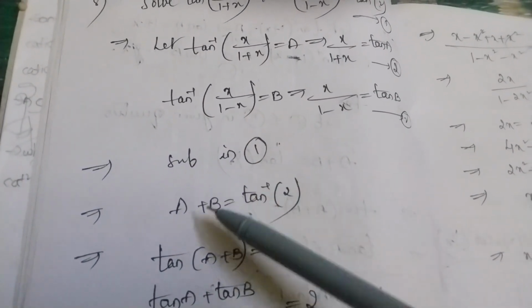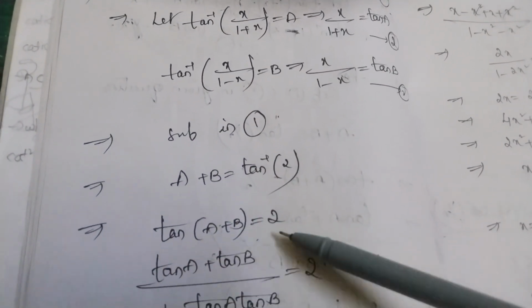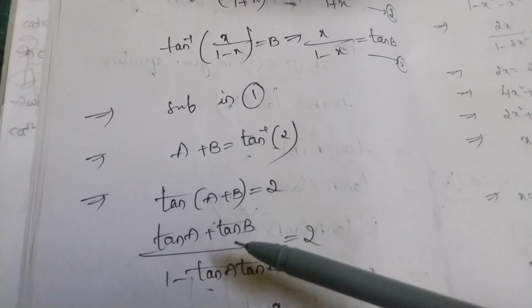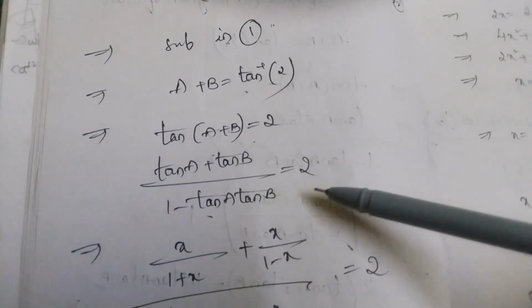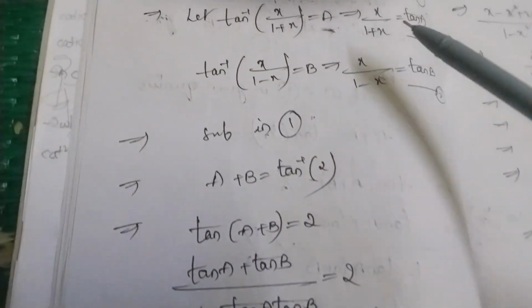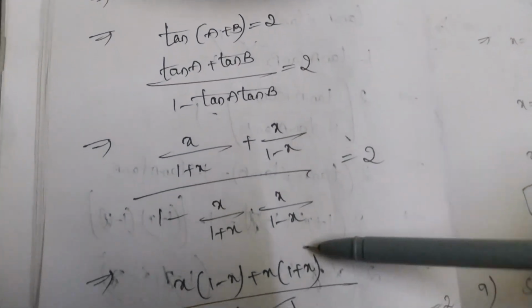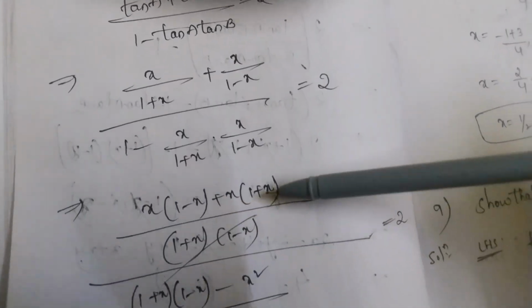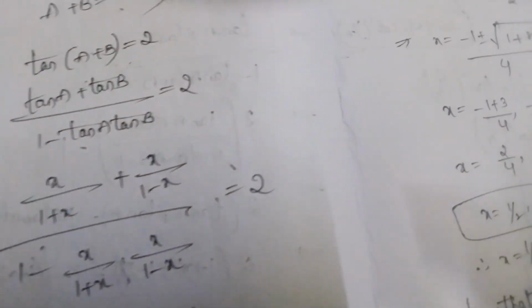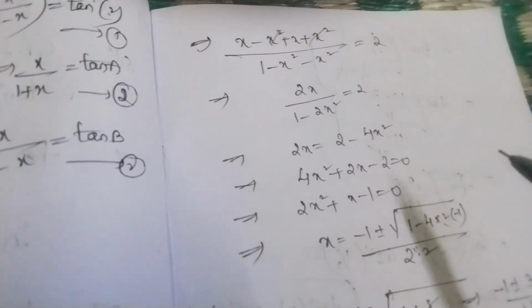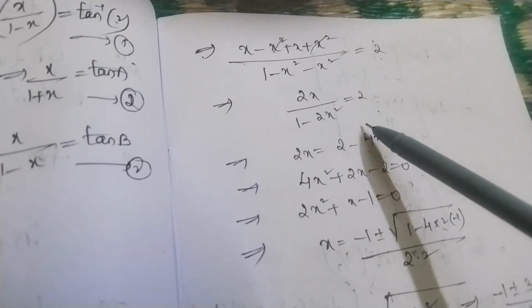So here the tan inverse comes to the left hand side, becomes tan of (a plus b) is equal to 2. Apply the formula (tan a plus tan b) by (1 minus tan a tan b) is equal to 2. Then put the values of tan a and tan b: tan a is x by 1 plus x and tan b is x by 1 minus x. Substitute here, take the LCM, then cancel out the denominator, multiply these things. Then finally we get 2x by 1 minus 2x square is equal to 2.